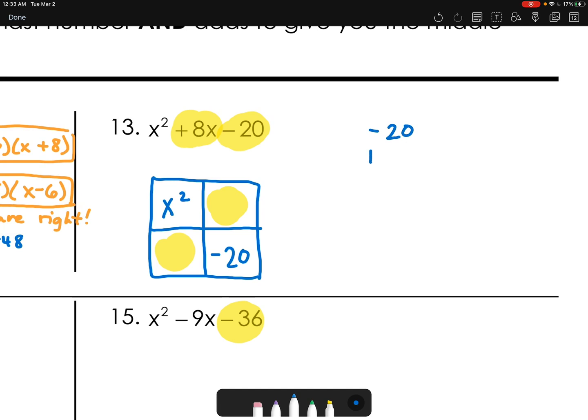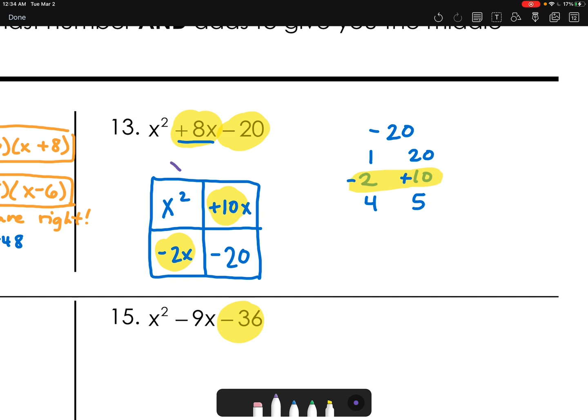So I'm going to think of my factors of 20. I have 1 and 20, 2 and 10, 4 and 5. Which, when I have opposite signs, would give me positive 8x? That would be 2 and 10. Positive 10 and negative 2 would give me positive 8. So I would do positive 10x, negative 2x, and there we go.